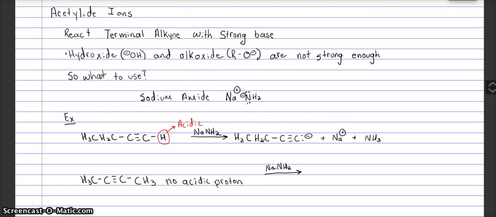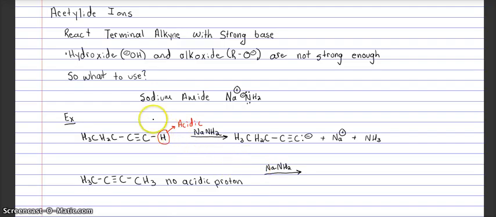These are called acetylide ions. We need to have a terminal alkyne, so we need a triple bond at the end of a molecule where there's a hydrogen. We need a strong base to be able to pull off this acidic proton. Something like hydroxide and alkoxide, those aren't going to be strong enough. So those are what we think of as usual strong bases, and since they aren't going to work so well, what should we use?